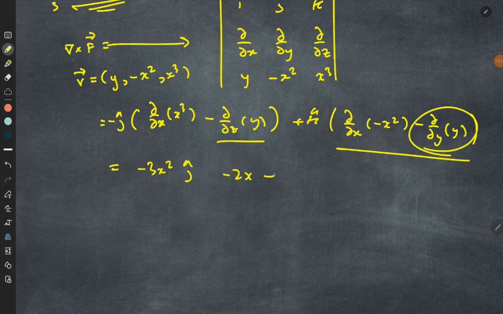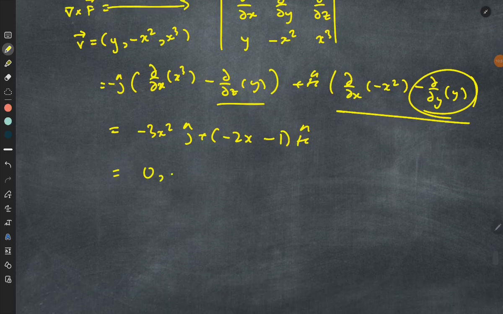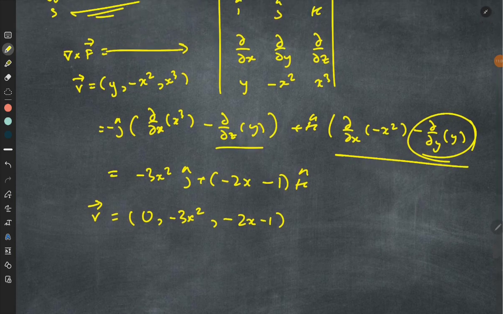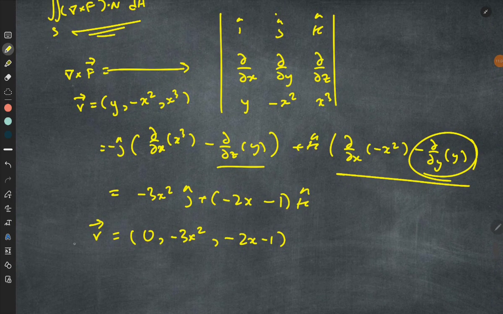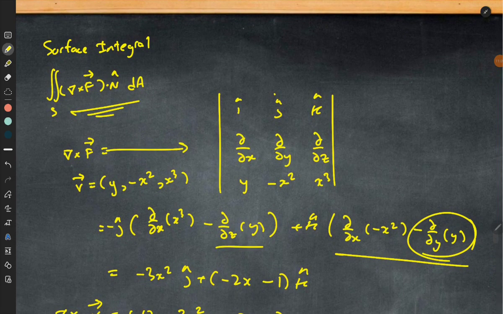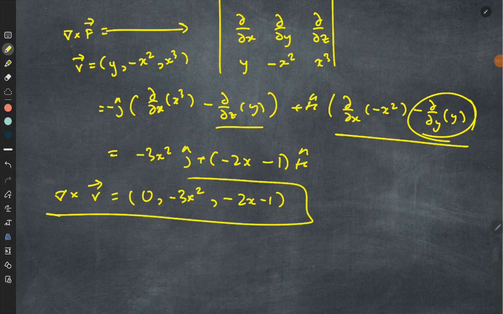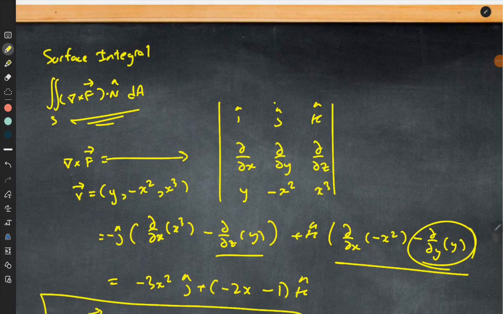This works out to be negative 2x. That is negative 1. Right, so we can write it as a vector so that it looks something like this. Right then. That should be the curl. Let's just box it for now.